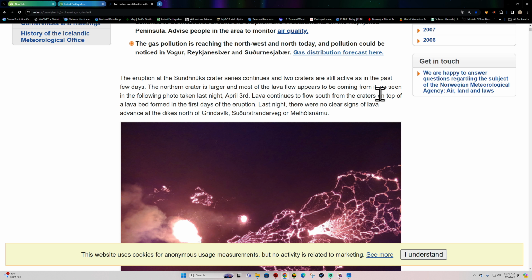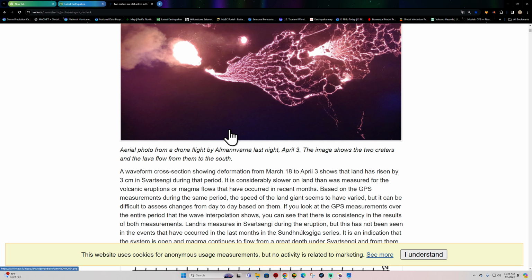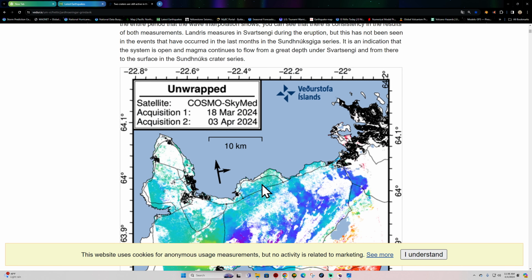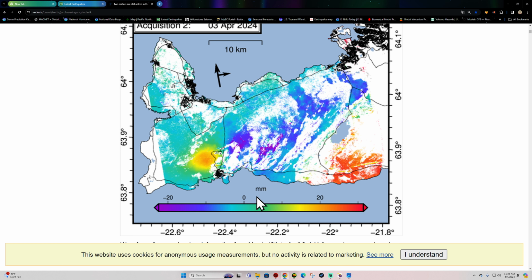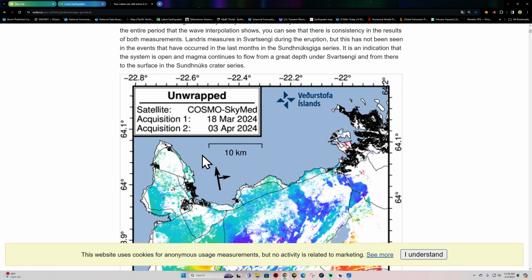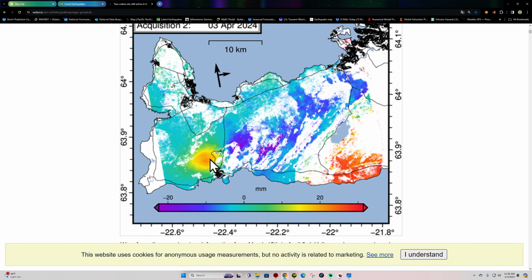Lava continues to flow south from the craters on top of a lava bed formed in the first days of the eruption. So we're just continuing to stack and stack and stack and build new land out there. No new signs of advancement as far as the lava field goes towards the Grindavik area. Oh, here's an interesting little article, or the map of it. It's pretty cool. This shows the general displacement here of the land. There's that 3 centimeters, I think that's what they mentioned, of uplift there across the Svartsengi area.